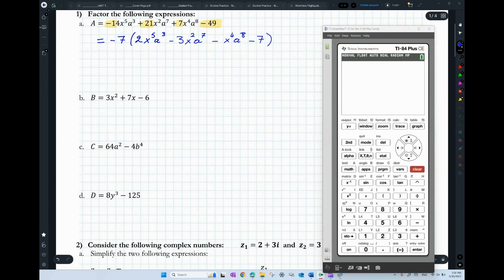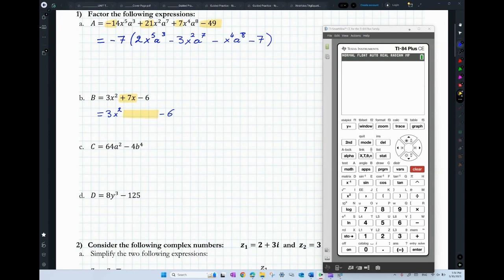For b, it's a quadratic. So I'm going to show you several ways. Please study this one. It is essential that you know this skill. So the first way of doing it is to break down this middle term into two terms.